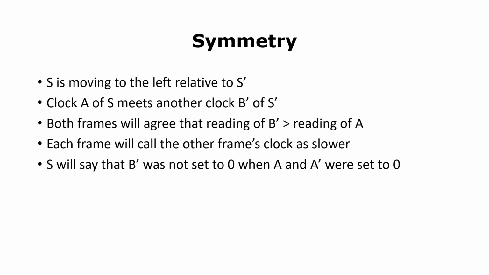As seen from frame S prime, it is frame S which is moving to the left. At event 1, clocks A and A prime are next to each other. After some time, clock A of frame S moves to the left and meets some other clock of frame S prime. Let us call that clock B prime. This time, both frames will agree that reading of clock B prime is greater than the reading of clock A, and still each frame will call the other's clock slower.